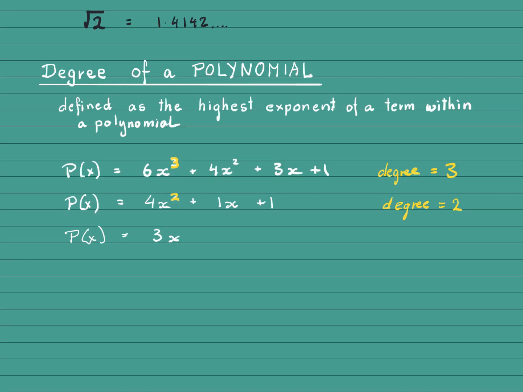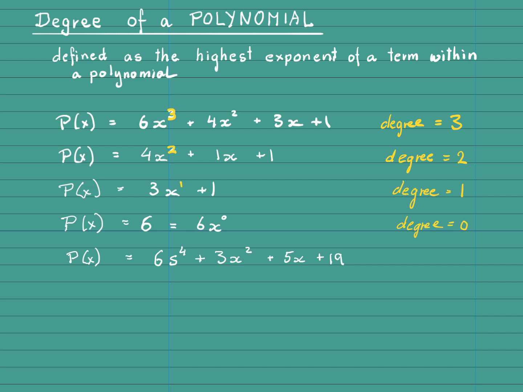What about 3x plus 1? The highest power in here is going to be 1, so the degree will be 1. And this tricky one, where the polynomial is just a constant, obviously the degree will be 0, as this would be the same thing as writing 6x to the exponent 0. And one more tricky one: we look at the highest power, and the highest power here is 4, so it'll be degree 4.